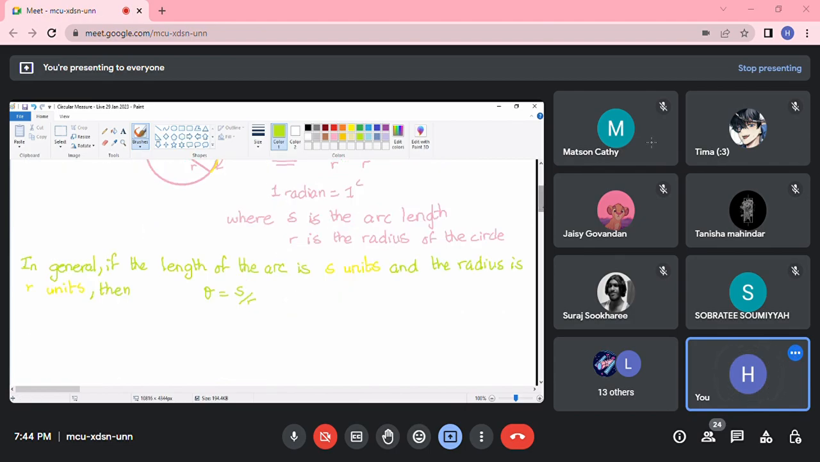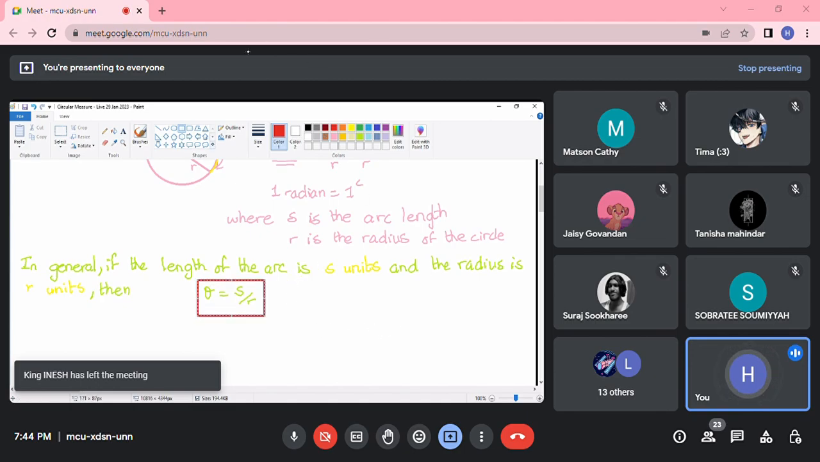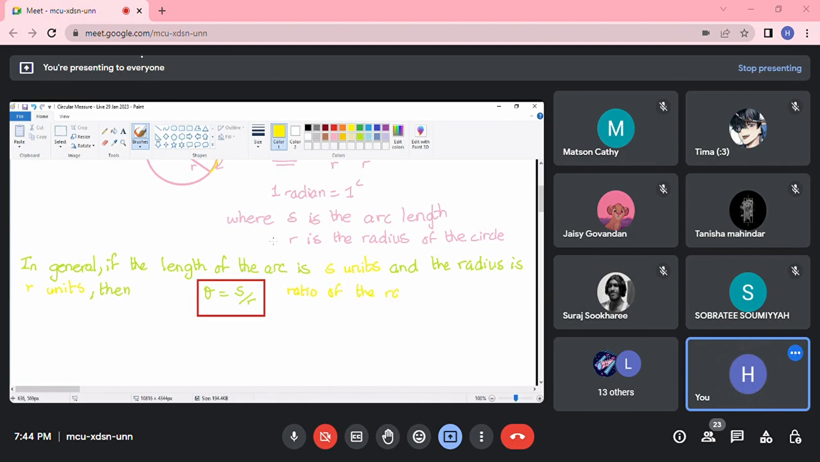That is, it is a ratio. This is an important definition. So the angle is a ratio of the arc length to the length of the radius. So this is the definition of an angle when we have the arc length and the radius.